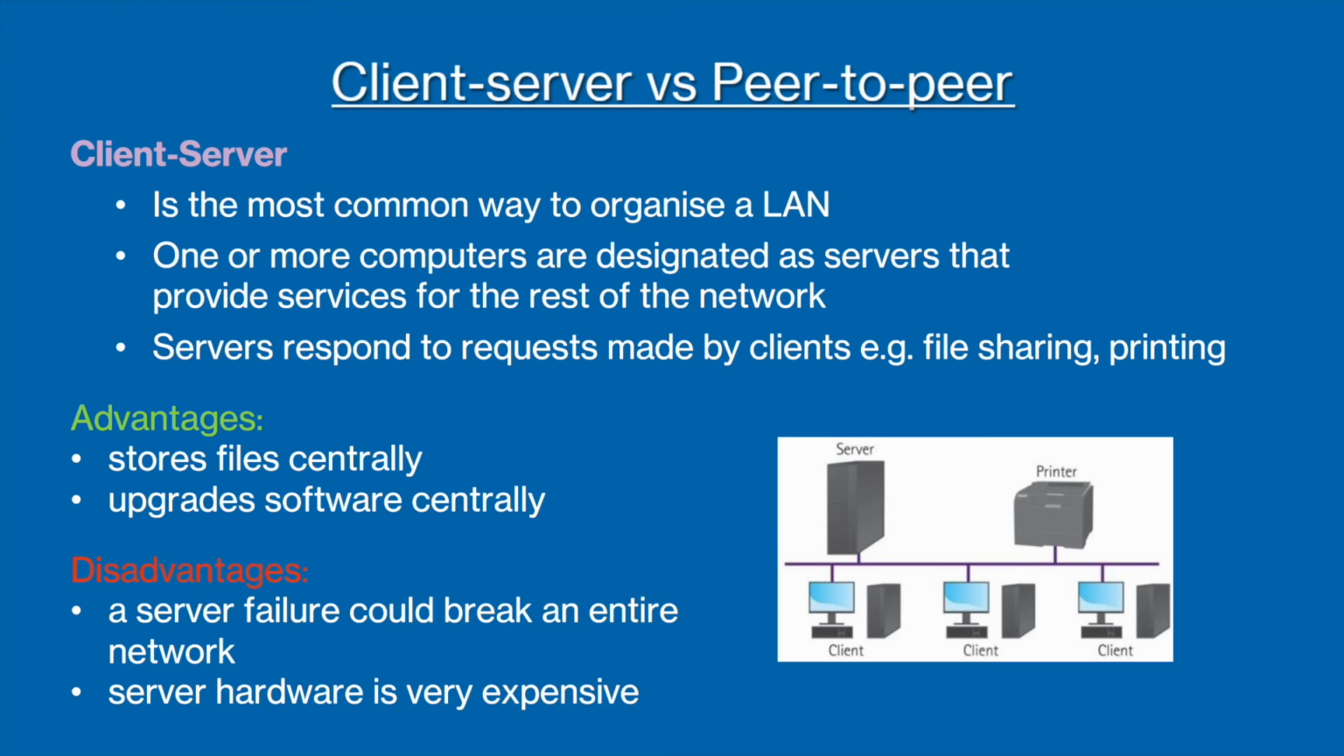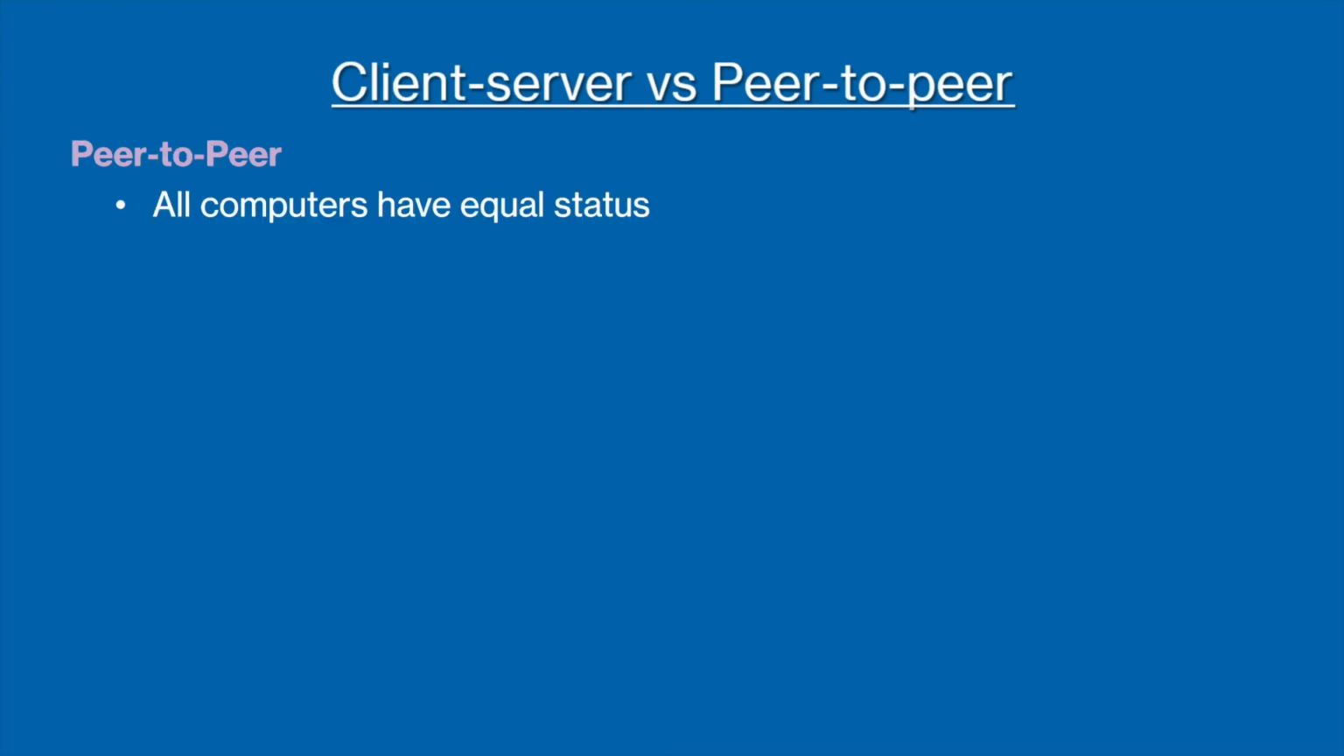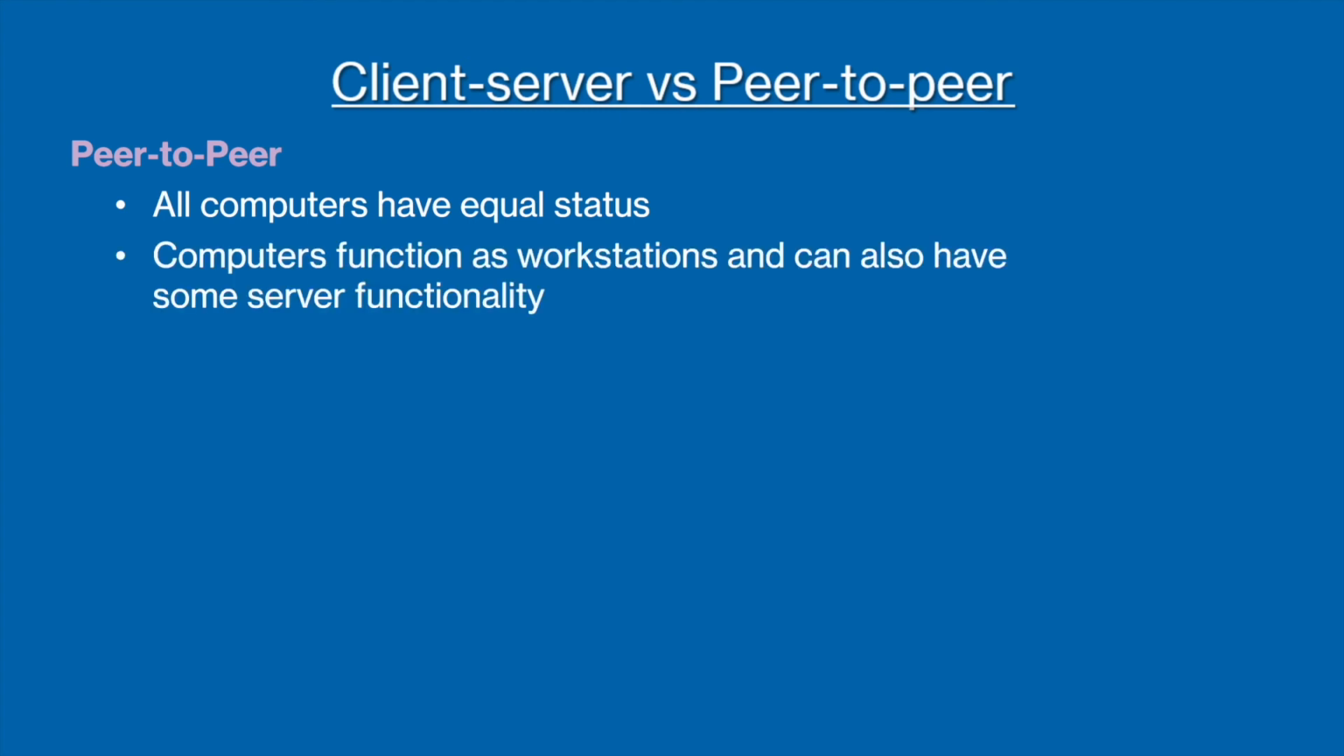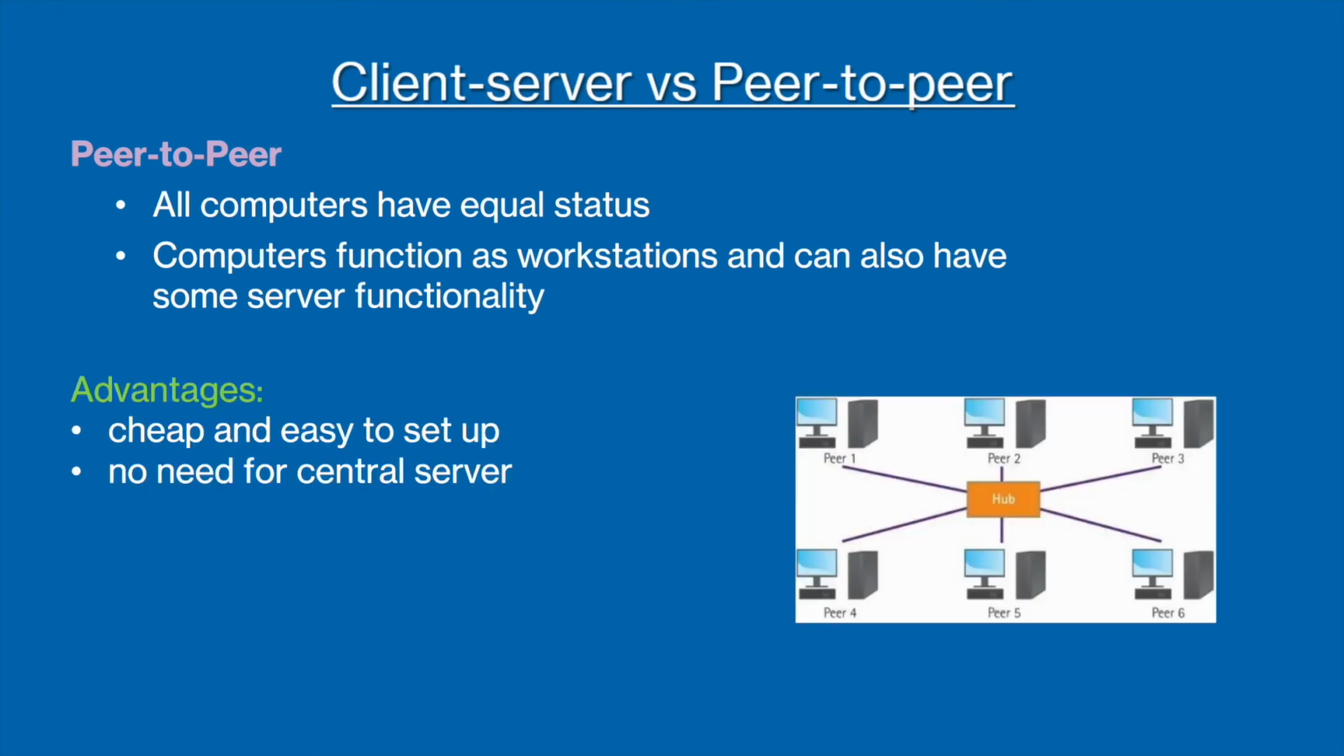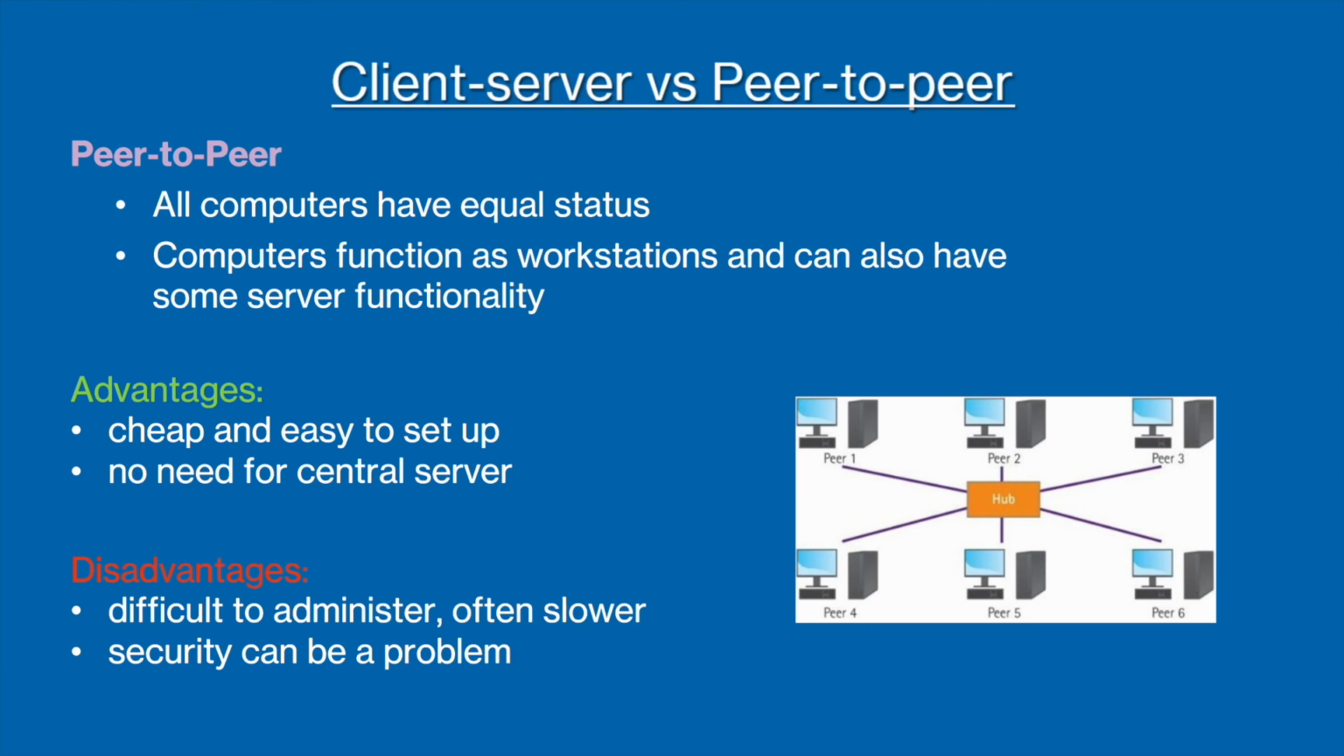Now let's look at peer-to-peer networks, where all the computers have equal status. Here, the computers work both as clients and as servers. A big advantage is that these networks do not require a central server, so if one of the computers fail, the whole network will not collapse. Peer-to-peer networks are also cheap and easy to set up. However, they are difficult to maintain and often slower than client-server networks. Another disadvantage is that security can be an issue.